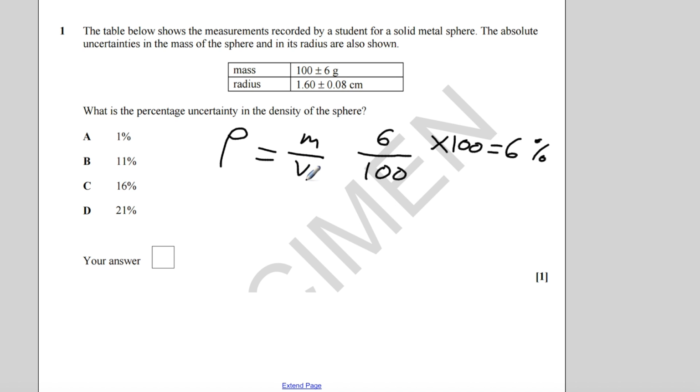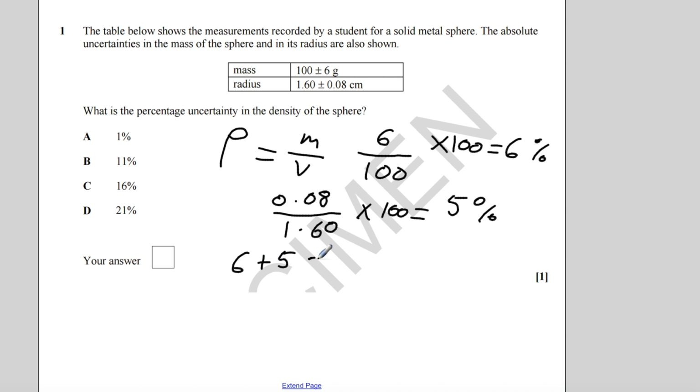Now I need to look at the percentage uncertainty with the volume. Now with the volume, we've got an uncertainty of 0.08. Divide that by the measurement, 1.6, times 100, and that gives us a percentage uncertainty of 5%. When we're dividing two measurements, then we add the percentage uncertainty. So it's 6 plus 5. So it's tempting to stop there and say that the percentage uncertainty is 11% and then put answer B as your answer. But this is there to trick you.